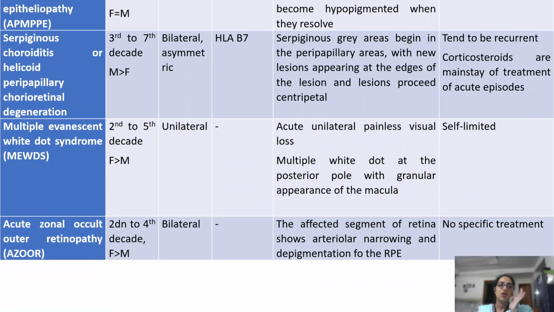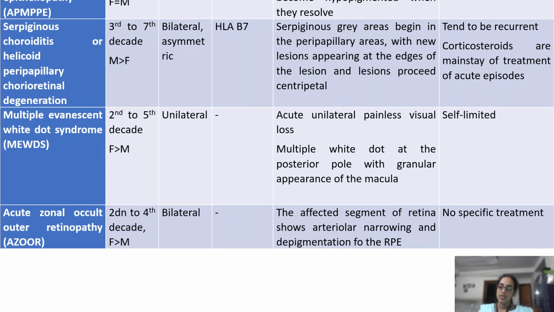Next is MEWDS, or multiple evanescent white dot syndrome. Again, you can write your answer based on the name of the disease. So there are multiple lesions. Evanescent, it comes and goes. It's a self-limited condition. So it's an acute, painless condition presenting with visual loss. There are multiple white dots at the posterior pole with granular appearance of the macula. So this is something you want to remember. The macula has a typical granular appearance that is very characteristic of MEWDS, and it is a unilateral condition, one of the rarest of the white dot syndromes that is unilateral.